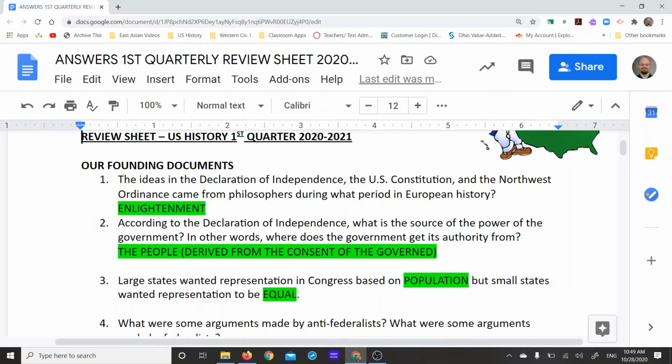According to the Declaration of Independence, what is the source of power of the government? In other words, where does the government get its authority from? That would be the people. Derived from the consent of the governed is the key phrase in the Declaration of Independence here.